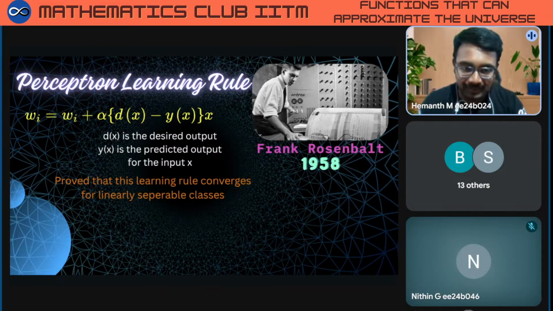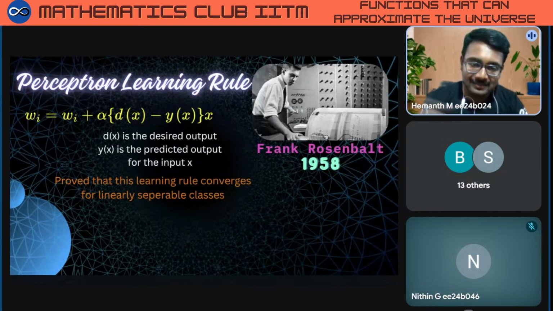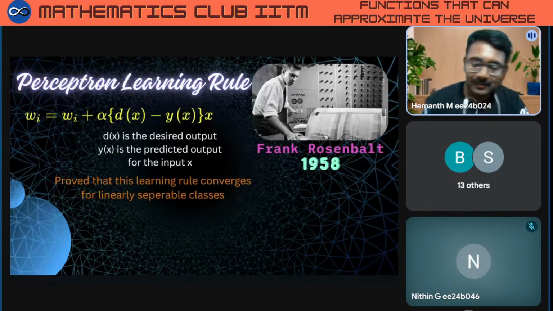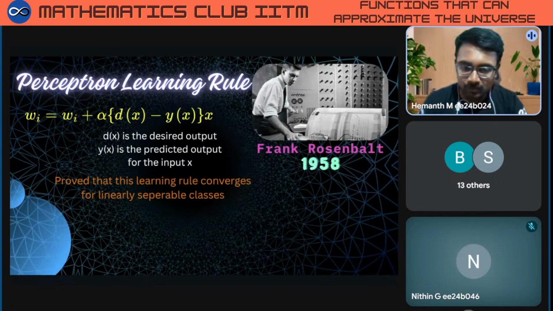Then he even proved that, he just didn't say it. In Hebbian learning it was mostly what he said, but here he even proved that this learning rule will converge for linearly separable classes. Meaning, if the input classes can be separated by just a linear boundary, then he said that this learning rule will give you that perceptron model that can separate these two classes. So this was a very remarkable thing, also due to the fact that he proved that this will converge.